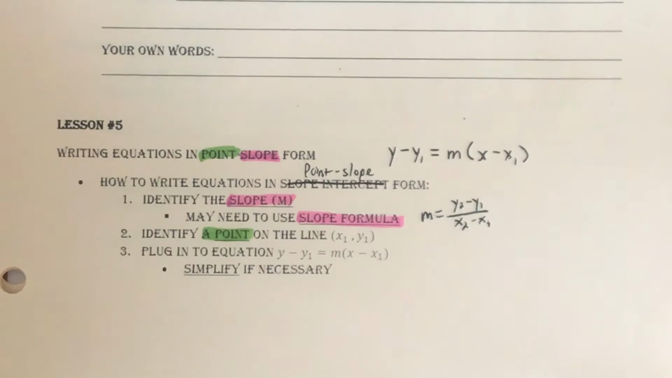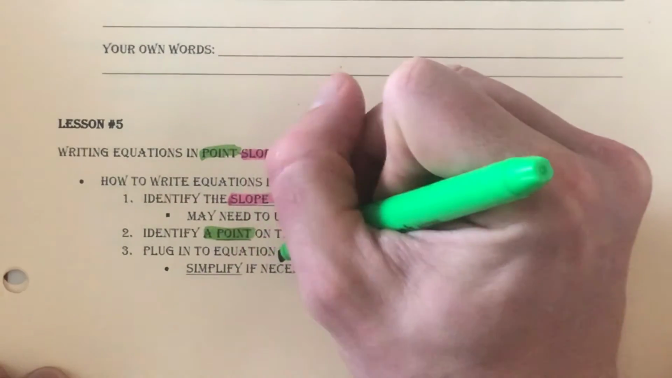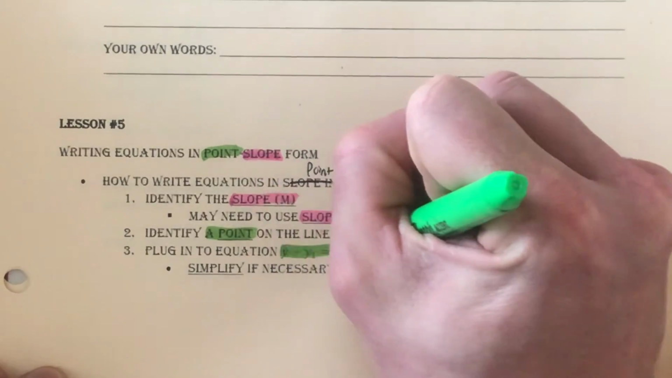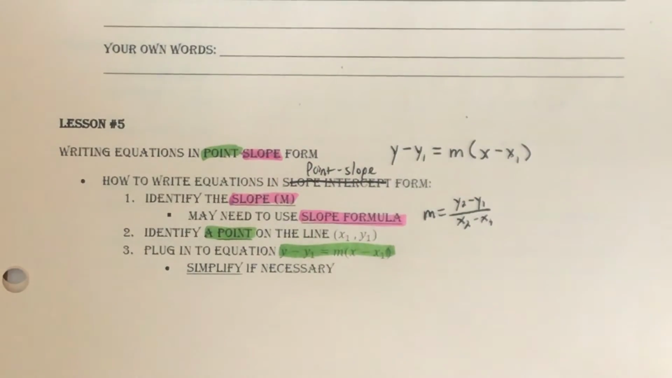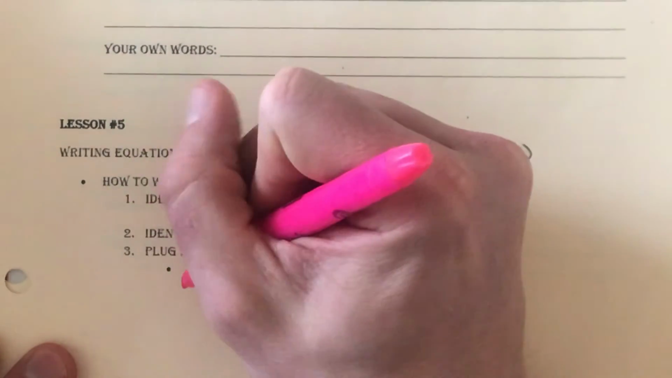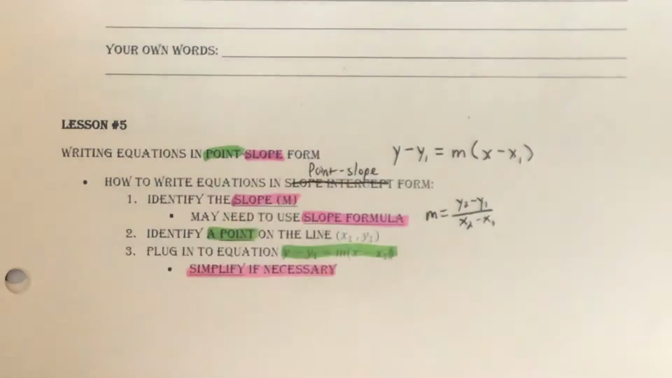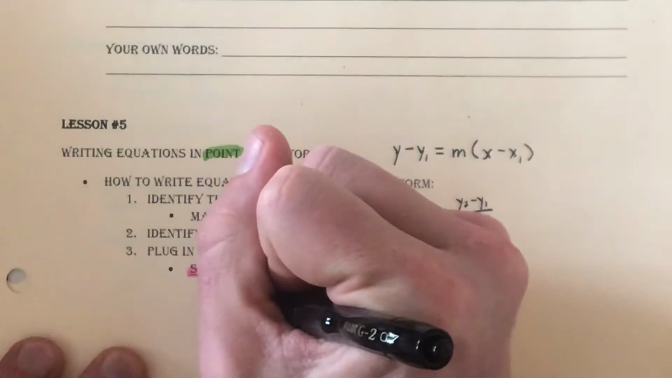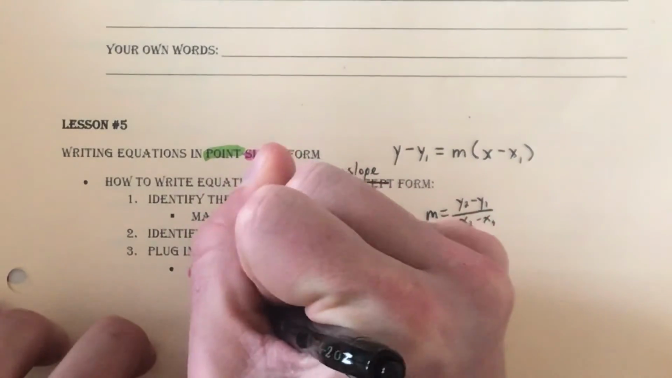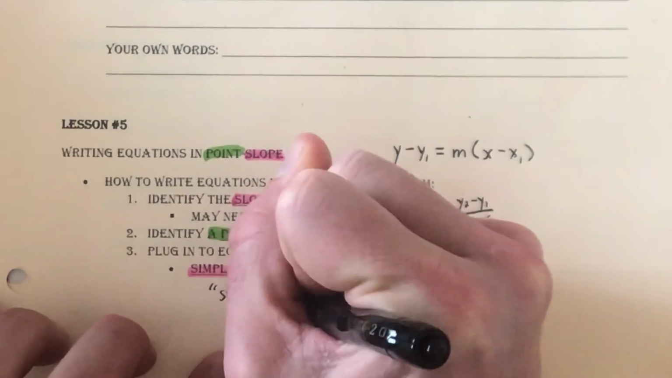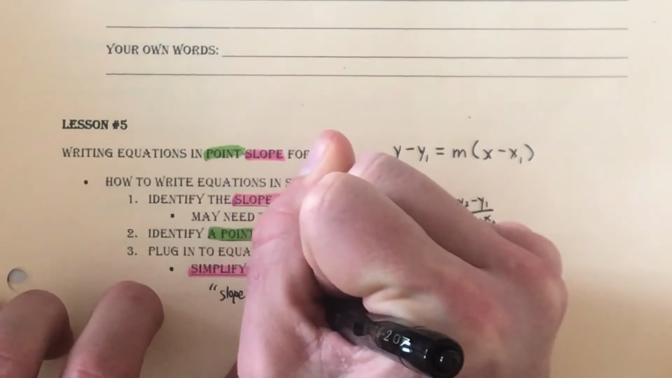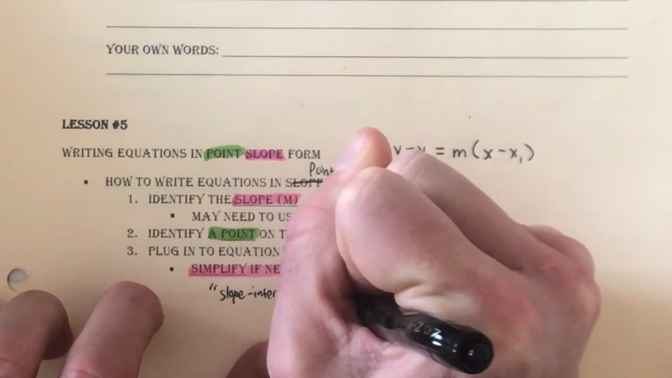The third thing we do is go in and plug that information into the point-slope form, which is y minus y1 equals m times x minus x1. And then the last thing we want to do after that is simplify it if necessary. The only time we're going to really simplify this on the whole is if they ask us to get to slope-intercept form, which you already know.